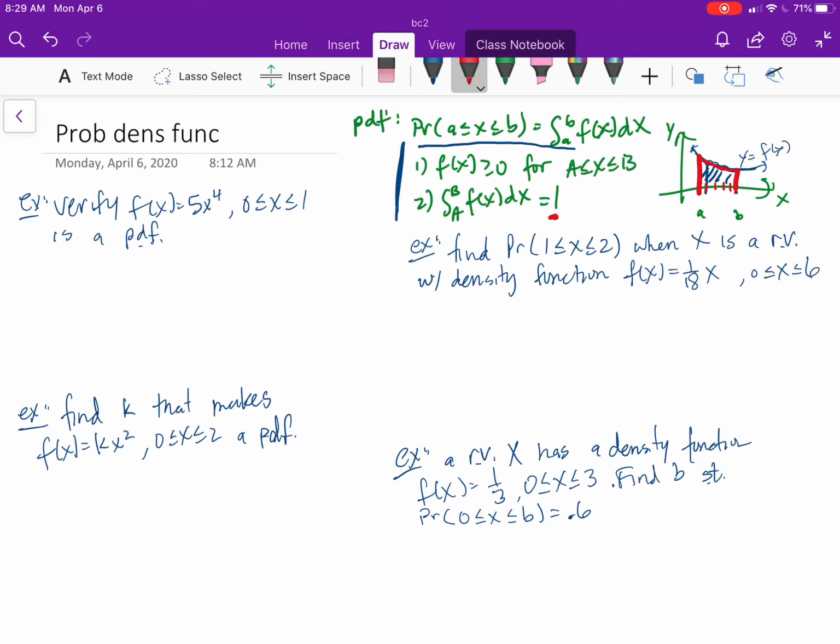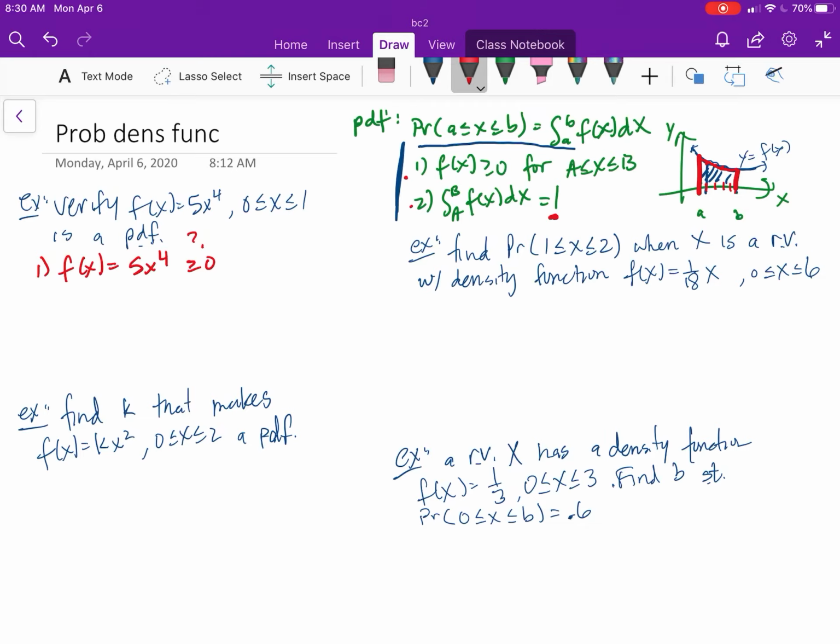So let's look at some examples, like how does this work and how does this look? So the first question is just to verify that this function given, bounded by x between 0 and 1, is a probability density function, is a PDF. So we have to verify these two things. Is the function always positive? So is 5x to the 4th always positive? Question. It can be 0, but right, 0 or greater than 0.